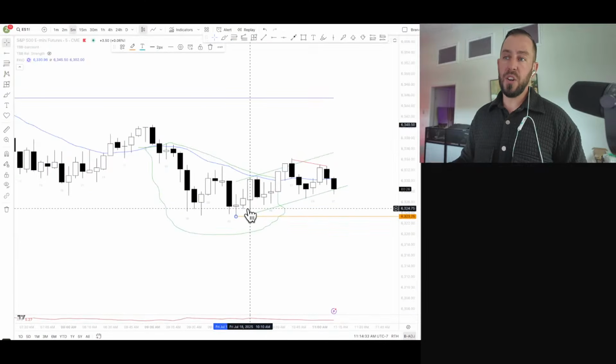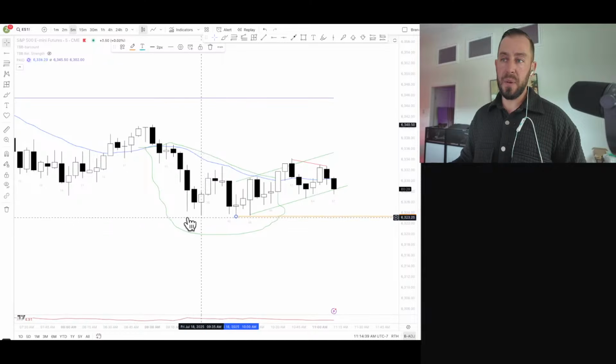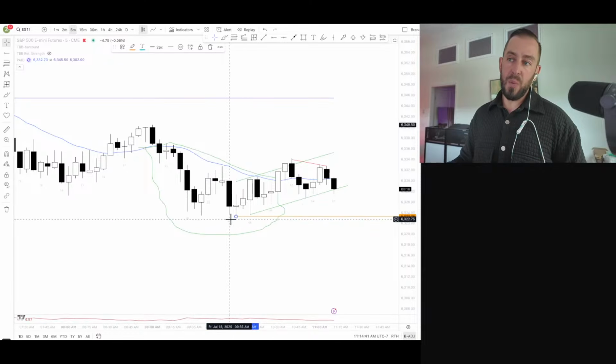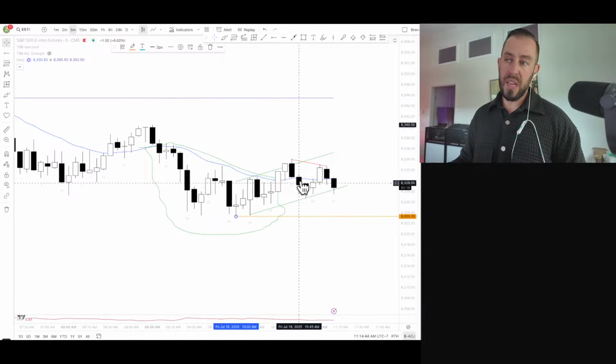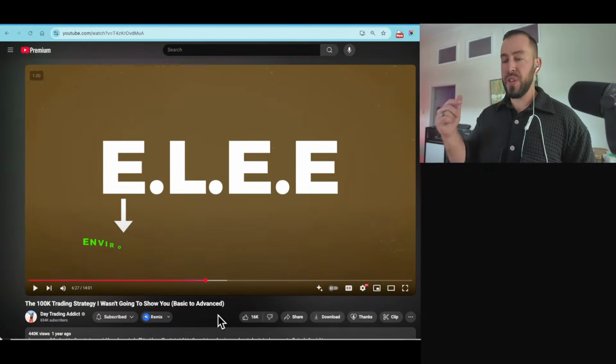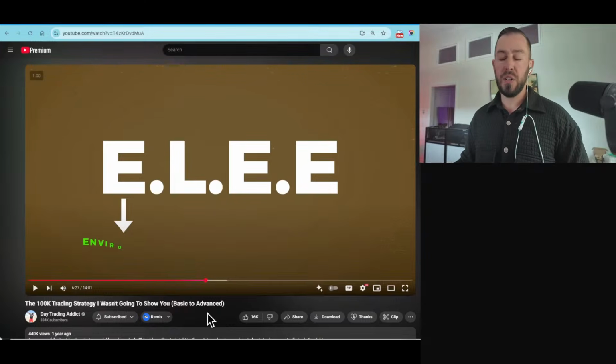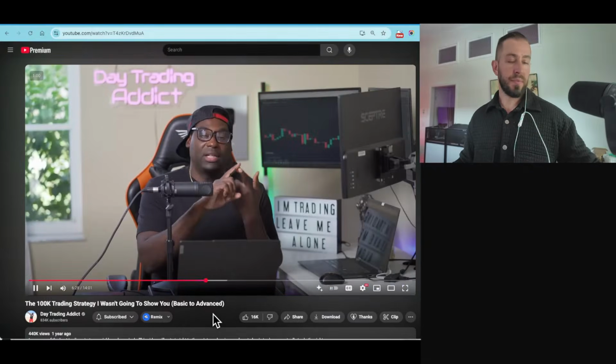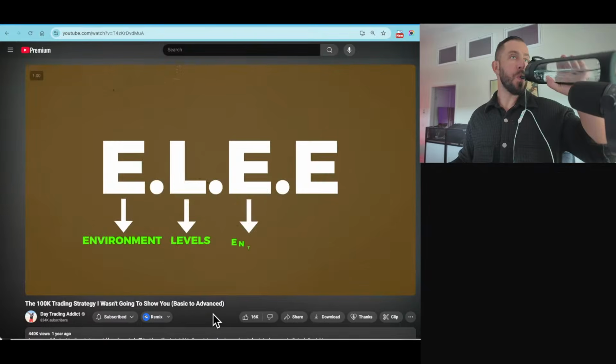So if we entered on the double bottom here, or we entered on this double bottom here, because there was the bottom here, then we came right back down there and made a double bottom here. If we entered here, we could put our stop loss below here. And notice if you did that, your stop loss would have held. So putting your stop loss below the entry candle is a good rule of thumb. Most traders do stuff like that. Environment, E, we have the level, L, we have E, entry.